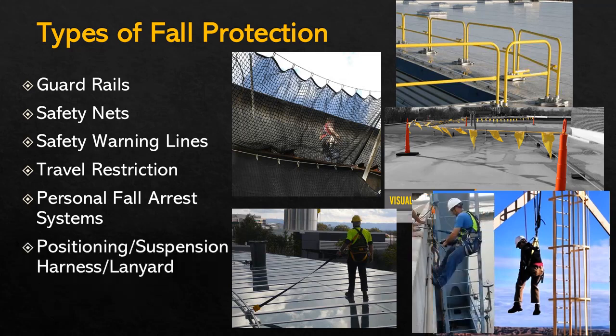And the more limited versions of this would be the positioning or suspension harness and lanyard system, where you're sort of like the travel restriction system you see here, where you literally can't fall farther than your own person height because the system is designed to prevent you from going any farther.